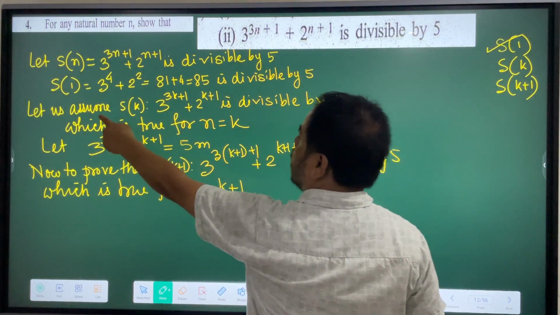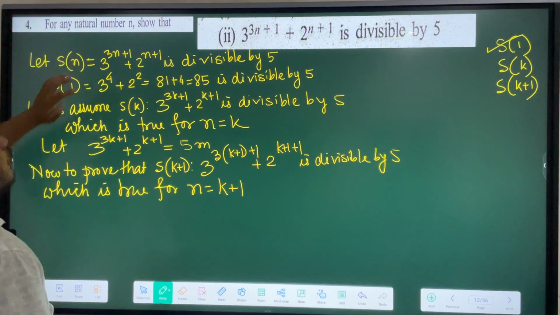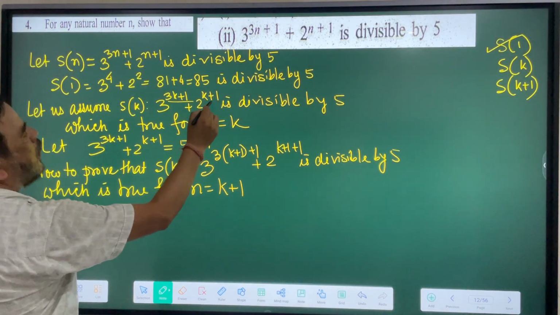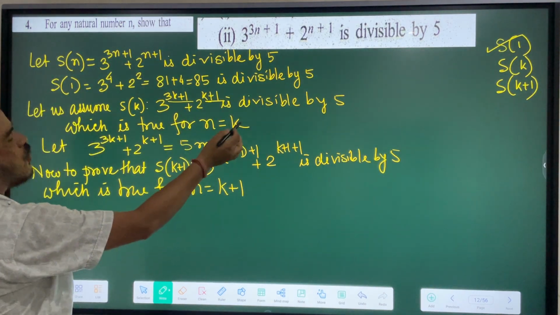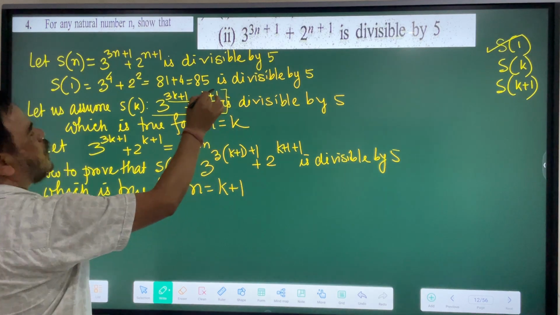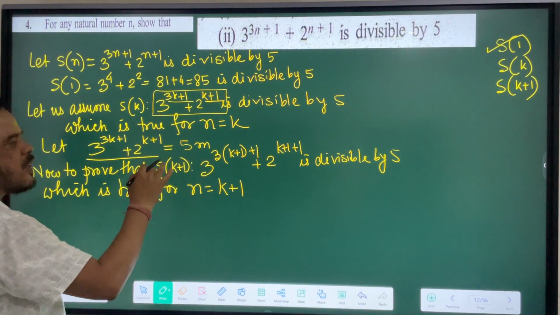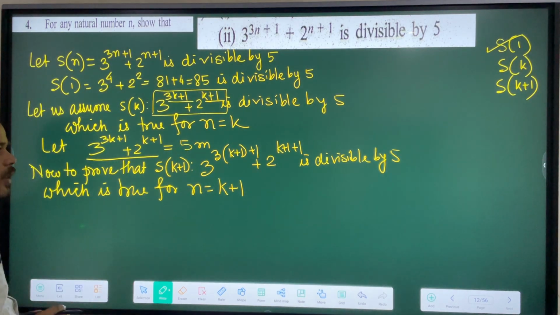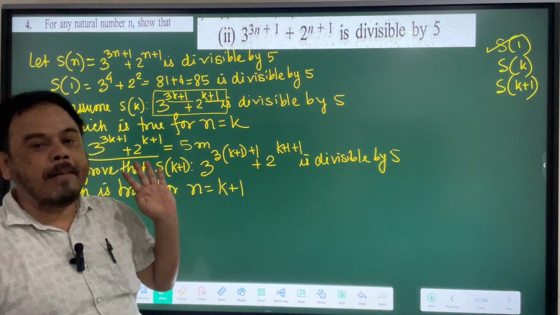Then Sk, assume the same thing. In place of n, we will write just k. 3 to the power 3k plus 1 plus 2 to the power k plus 1 is divisible by 5, which is true for n equals k. So in place of this, we have taken one number, that is 5m. In the previous sum, we had taken 3m because it was divisible by 3. This is divisible by 5, so we have taken 5m.